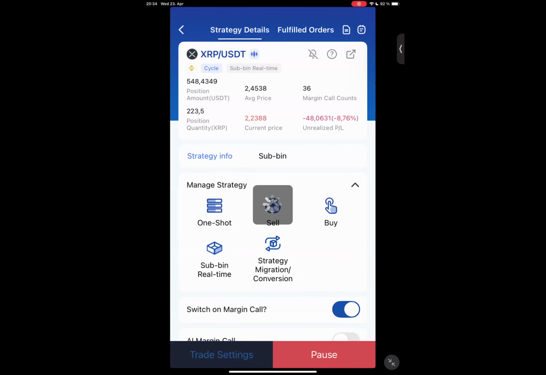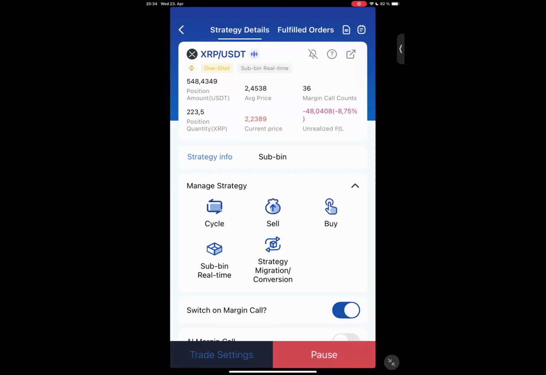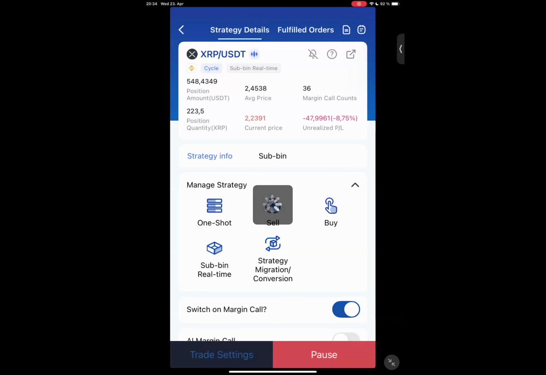Okay. So the one shot button, it simply means if you put your coin on it, after the coin has sold off completely, it should not buy XRP again. But if I put it on cycle, that is automatic. It means buy and sell, buy and sell. After you've sold all the 36 margin calls, rebuy this coin again for me.